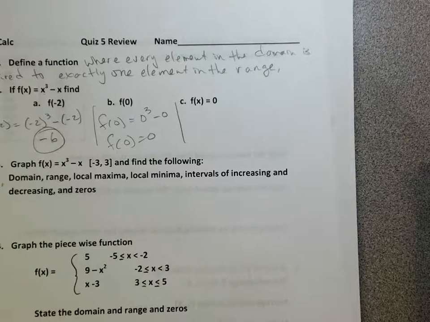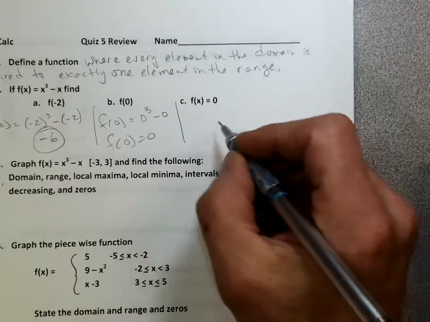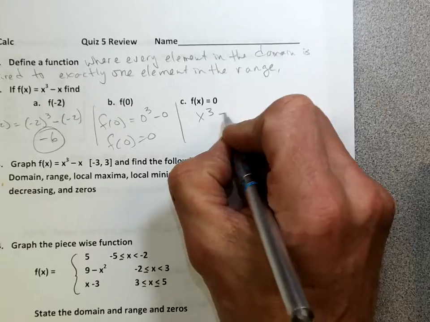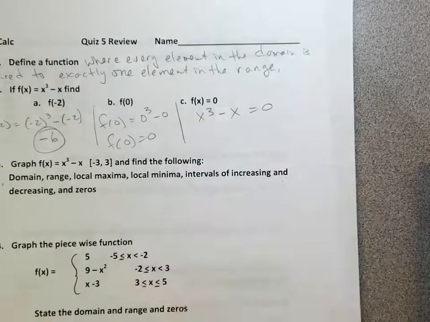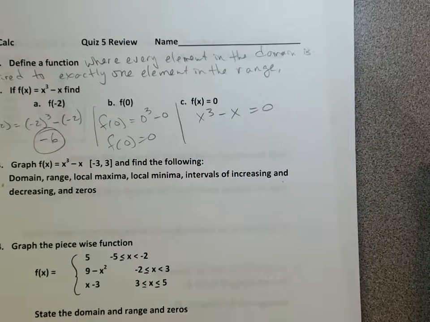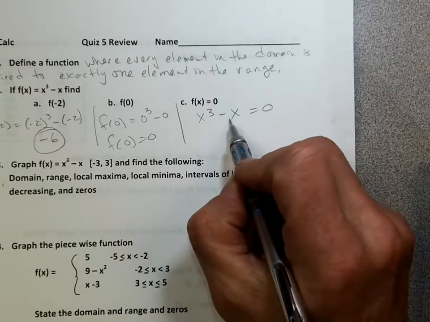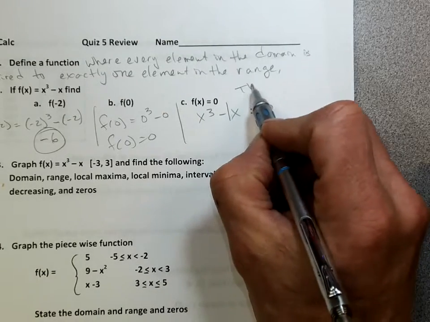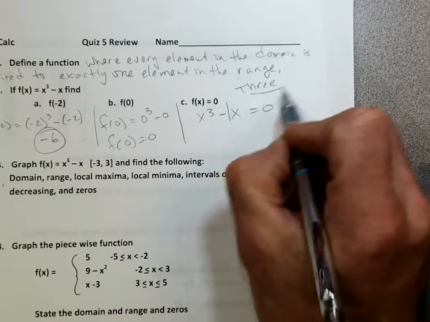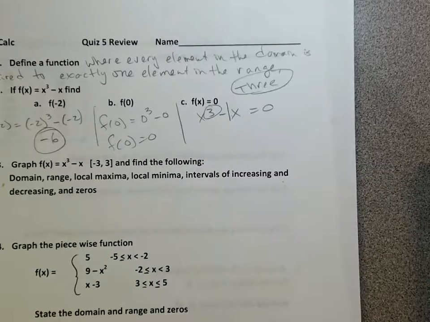Now, C is different. C says it's equal to 0. So you don't plug in 0, but just set it equal to 0, okay? So I'm going to take f of x, which is my x cubed minus my x, and set it equal to 0. Okay, now I have to solve. There will be, you ready? 3 answers because of the x cubed.